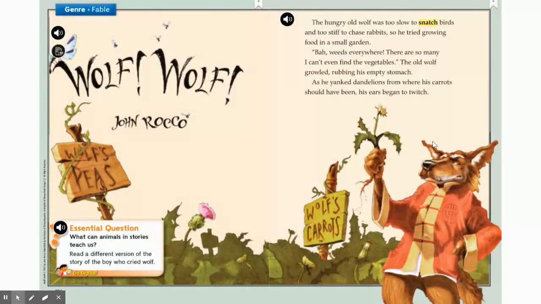All right, we're at the beginning of our story. I remember that this wolf was an old wolf. He did not have very many friends, and he was trying to get food from his garden. But there were weeds everywhere. There were so many weeds, he can't even find his vegetables. And his stomach growled, and he rubbed his empty stomach. So I think already we've identified a problem that this wolf is having. It sounds like he's hungry and there's too many weeds in his garden. Would you agree, second graders?